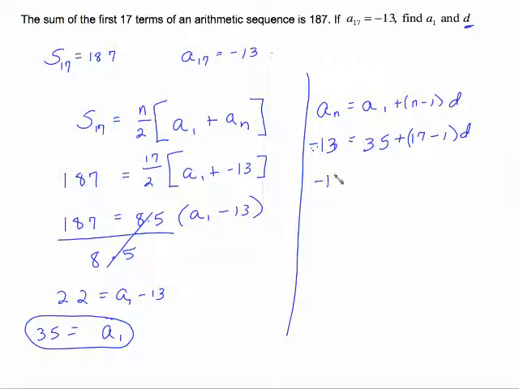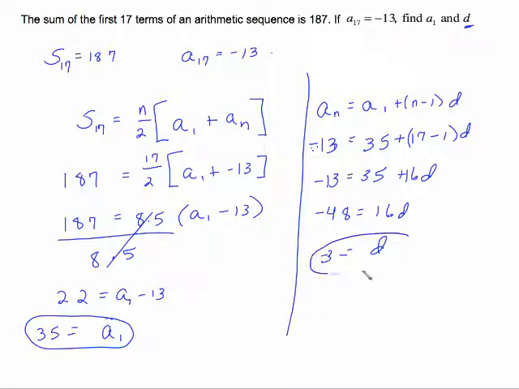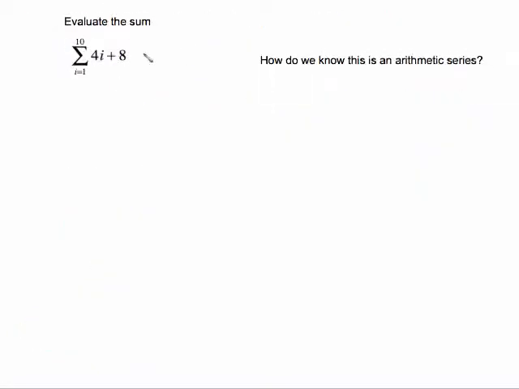So this is negative 13 equals 35 plus 16D. Subtract 35 from both sides: negative 48 equals 16D. Divide by 16, and D is negative 3. So those are the two things they asked us to find. Now they want us to evaluate the sum. You know from the previous videos that the summation sign tells you to get the sum.